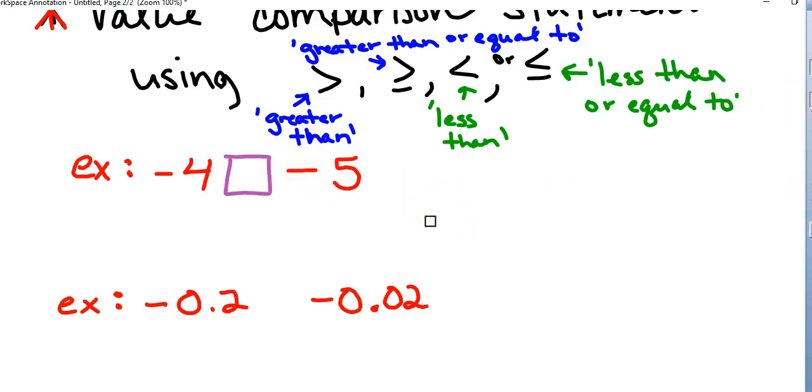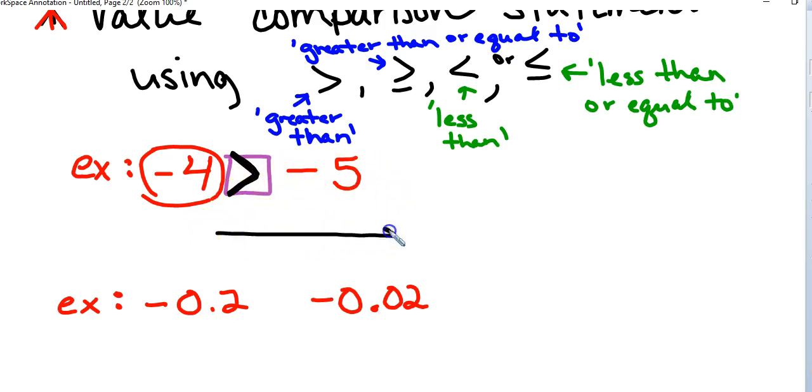Now, it's not equal to, so in this case, we can't use the equal sign. That's when we know it's an inequality. So we just go through the list until we understand which one is greater. Well, when we're talking about negatives, reading this, we would say -4 is greater than -5.